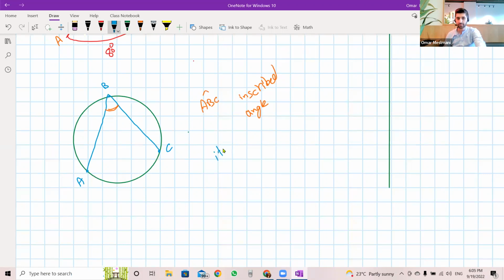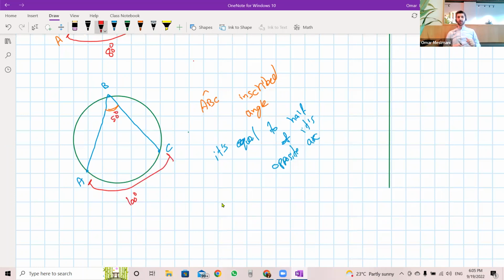It's equal to half of its opposite arc. Whatever the opposite arc you have, let's say it's 100 degrees, the measurement of the inscribed angle is going to be 50 degrees. So the central angle is the same as the opposite arc, and if you have an inscribed angle, you have half of the opposite arc. Clear?